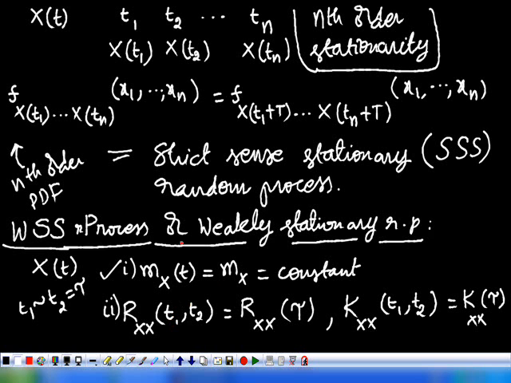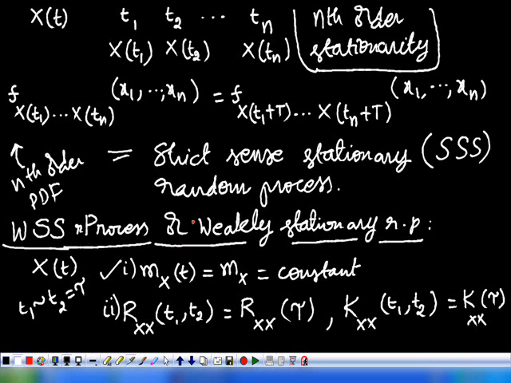So this is one way of classification of random processes. Here we have two different types of random process: stationary and non-stationary. If the statistical properties of the random process are not varying with time, then it is said to be a stationary random process. Otherwise, it is a non-stationary random process. In the stationary random process, we have some more classifications: first order stationary, second order stationary, nth order stationary, or strict sense stationary random process, and another one is the wide sense stationary random process.